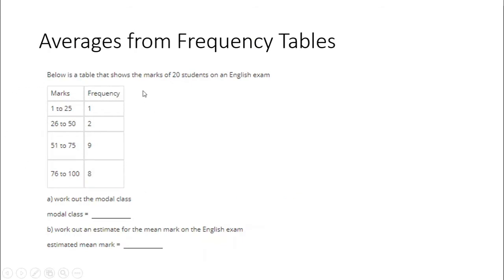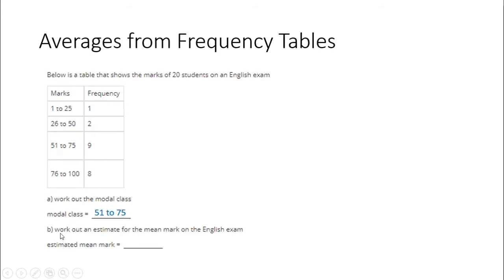Now, averages from frequency tables, starting with the modal class. We know what the mode is and we know what classes are. The modal class is the class, that is the group, that is the most common. And the most common group is the one with the highest frequency, so that's this group here. The most common mark for these students to get on their English exam was between 51 up to 75. So that's our modal class.